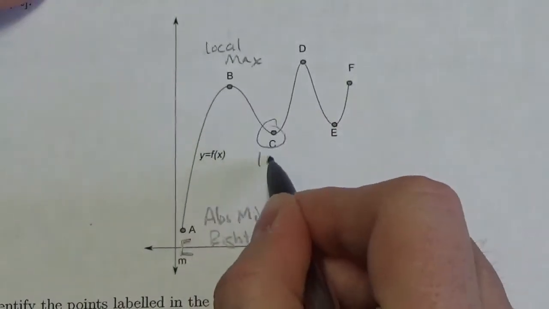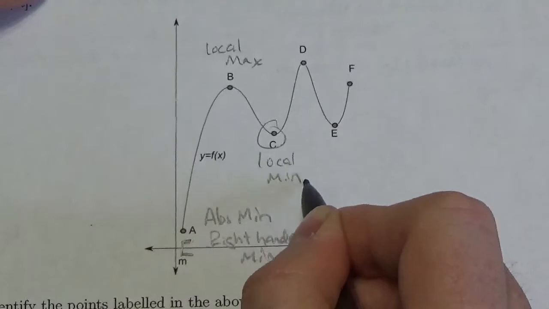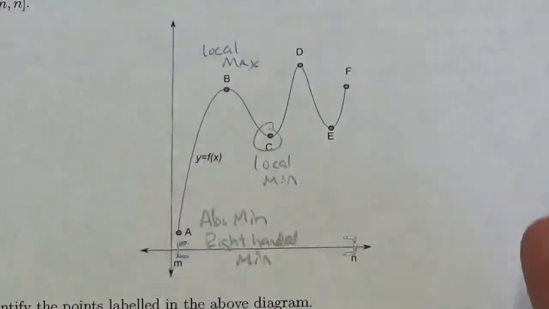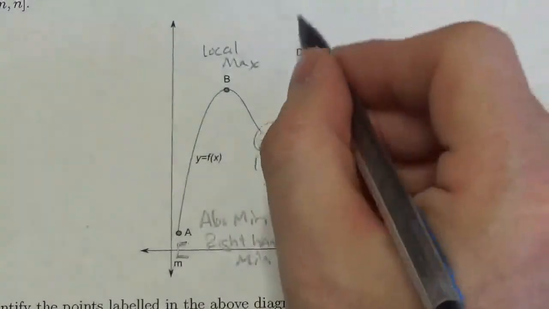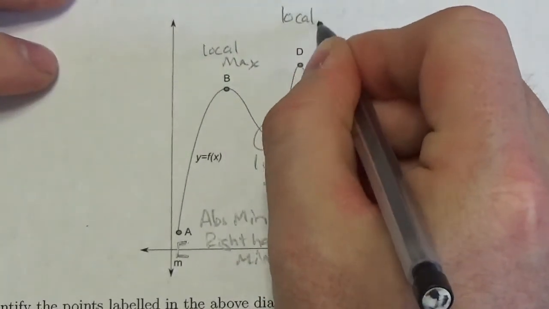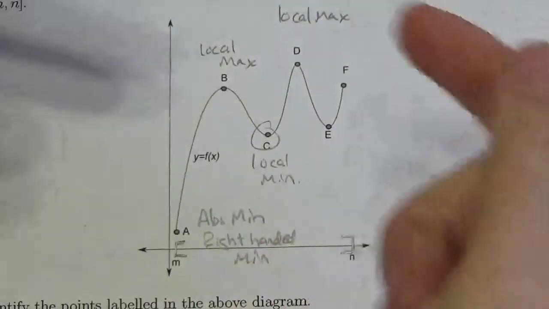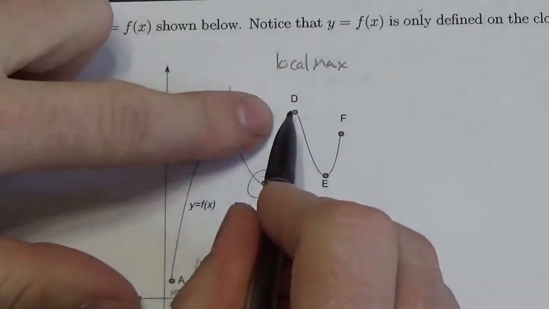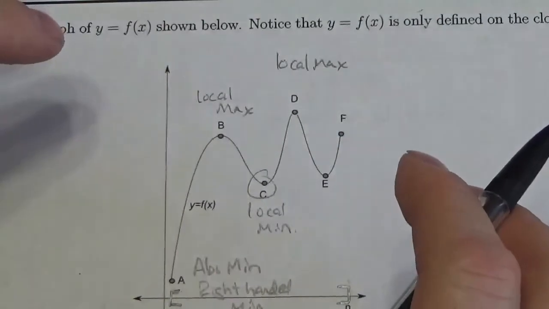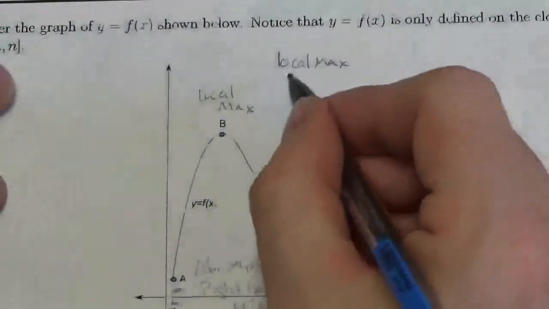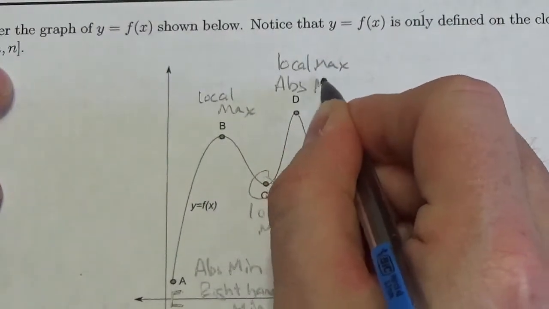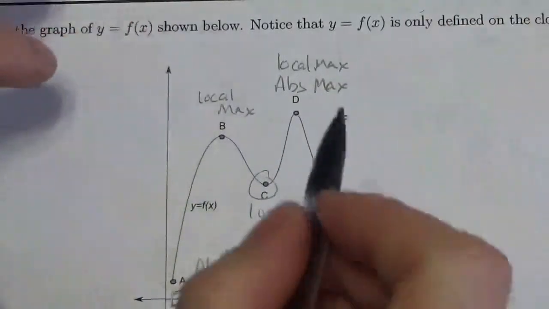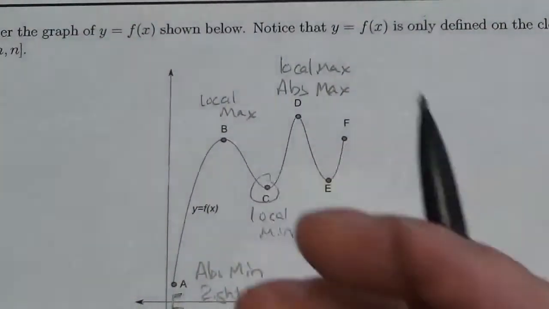C, that's a local min. I've already identified the absolute min. I can approach C from both sides, local min. D is a local max because I can approach it from both sides, but because it's got a y-coordinate that's larger than all the other y-coordinates in the whole function, this is also the absolute max. And again, knowing those are both true about that point paints a picture for me.